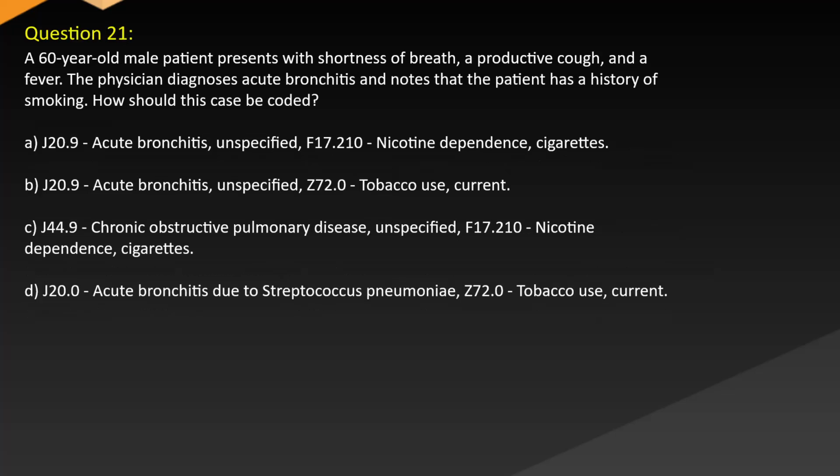Question 21. A 60-year-old male patient presents with shortness of breath, a productive cough, and a fever. The physician diagnoses acute bronchitis and notes that the patient has a history of smoking. How should this case be coded? A. J20.9, acute bronchitis unspecified, and F17.210, nicotine dependence, cigarettes. B. J20.9, acute bronchitis unspecified, and Z72.0, tobacco use, current. C. J44.9, chronic obstructive pulmonary disease unspecified, and F17.210, nicotine dependence, cigarettes. D. J20.2, acute bronchitis due to Streptococcus pneumoniae, and Z72.0, tobacco use, current.